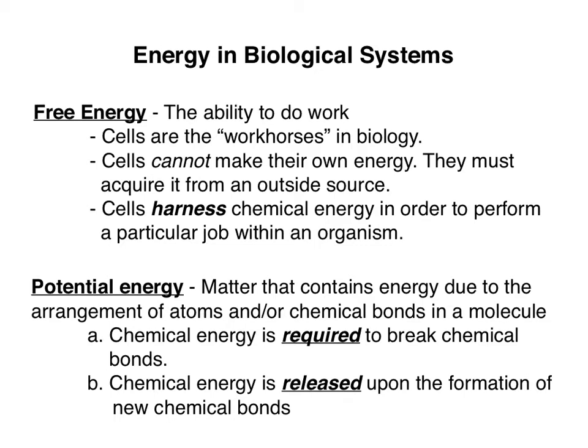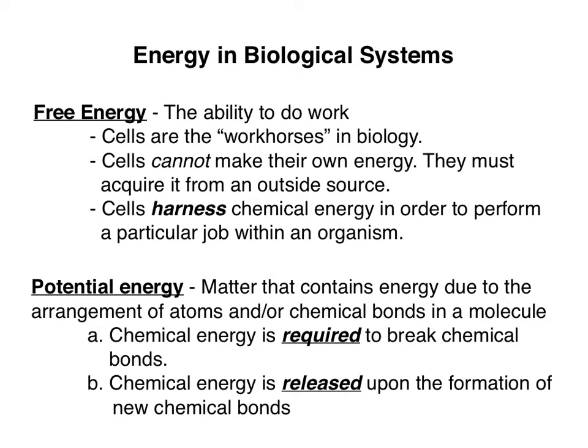In reality, nothing can make its own energy, but at least plants can harness energy from the sun. Animal cells, fungal cells, bacterial cells, they can't do that. They have to acquire their energy from an outside source. The term that we're going to use to describe this phenomenon is harness chemical energy. So if cells were able to harness chemical energy, more often than not, from the food that they eat or ingest, the food has a source of free energy that is going to be made available to do work.